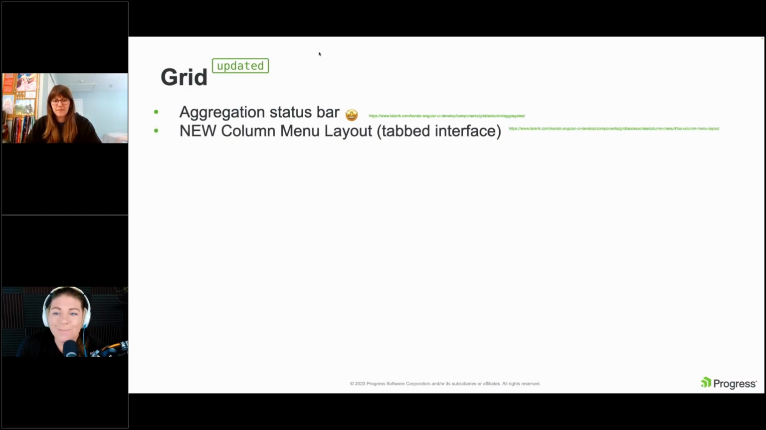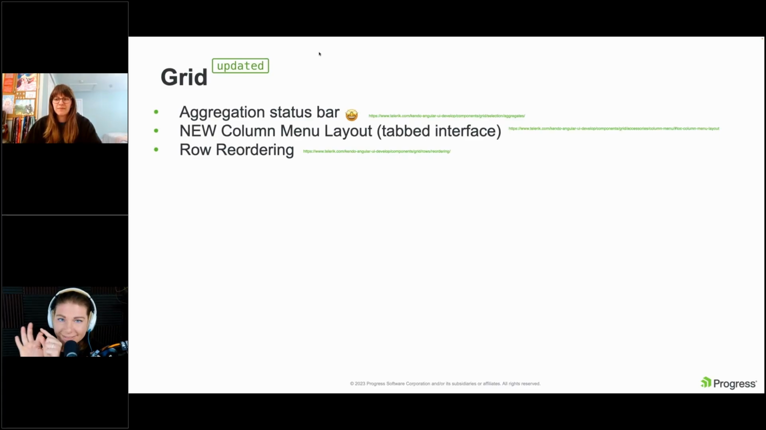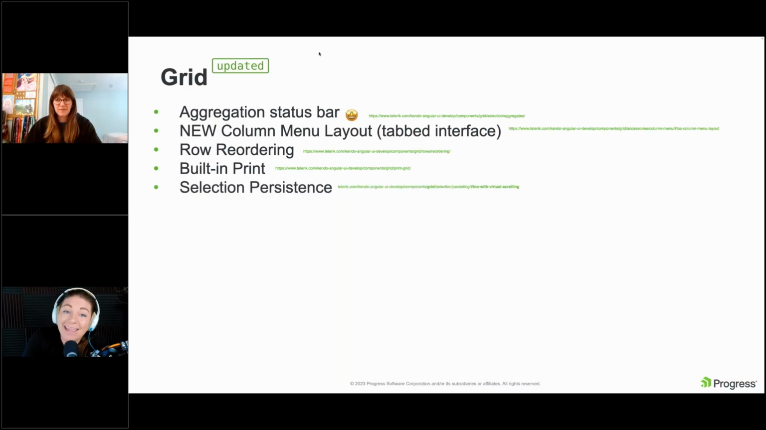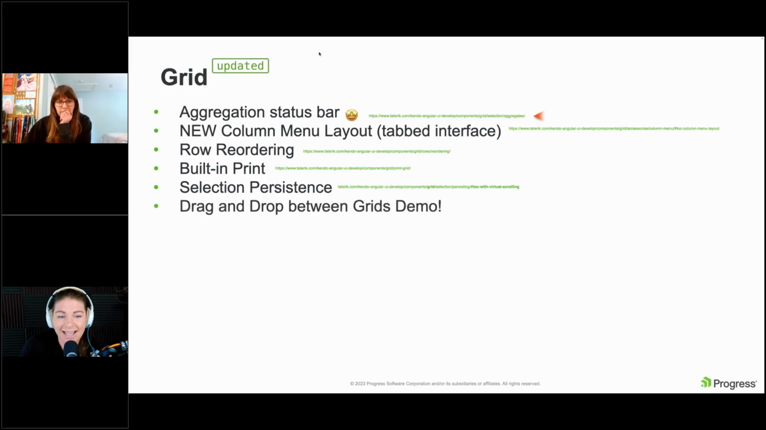A new column menu layout tabbed interface. That's a mouthful. We might have time to check her out. Row reordering, which is really neat too. In the docs, you can see where you can just reorder rows now, with a little hamburger icon that you can grab and reorder them. Built-in print is now available. And again, these tiny links here, they'll take you right to the docs if you want to make this happen in your grid today. Selection persistence, and drag and drop between grids demo, which is lit.